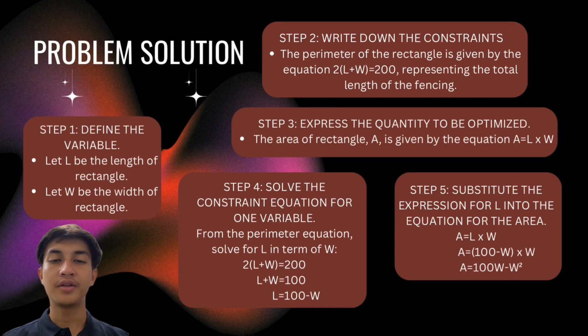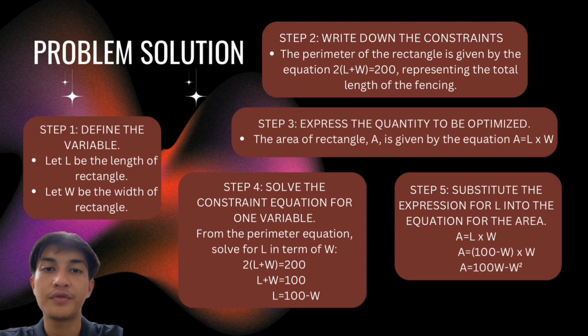So, the first step is, define the variables. We can let L be the length of the rectangle, and we can let W be the width of the rectangle. Second step is, write down the constraint. The perimeter of the rectangle is given by the equation 2 bracket L plus W close bracket equal to 200, representing the total length of the fencing. The third step is express the quantity to be optimized. The area of the rectangle A is given by the equation A is equal to L multiplied with W.